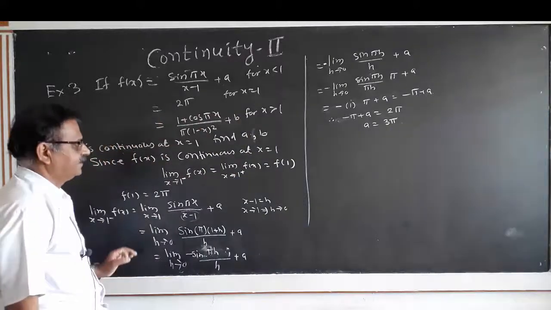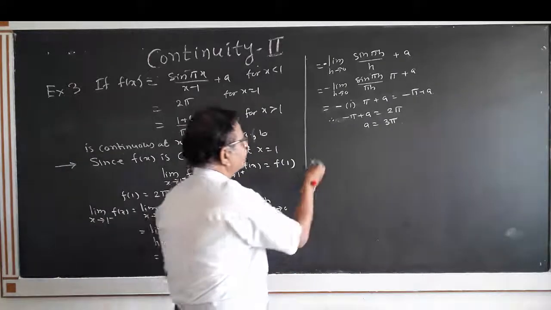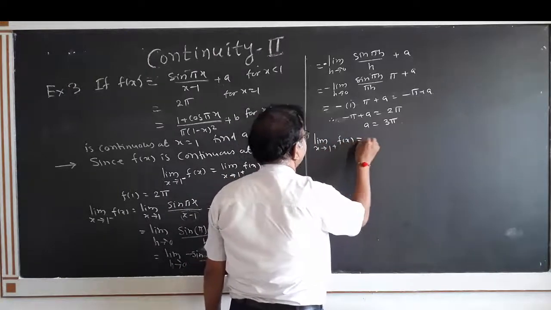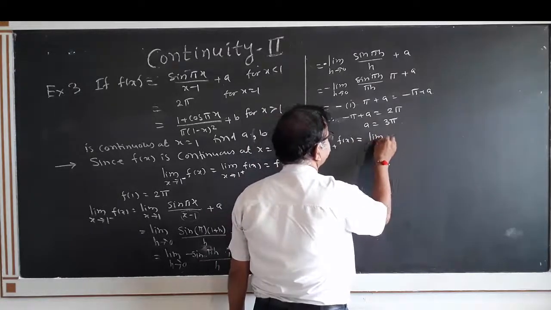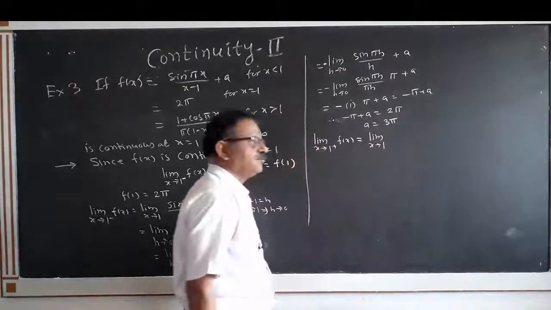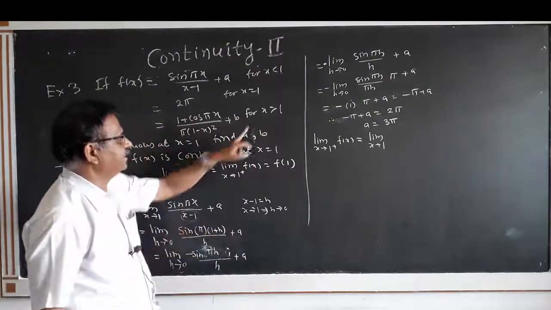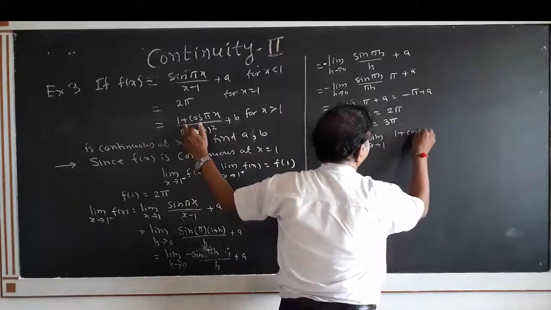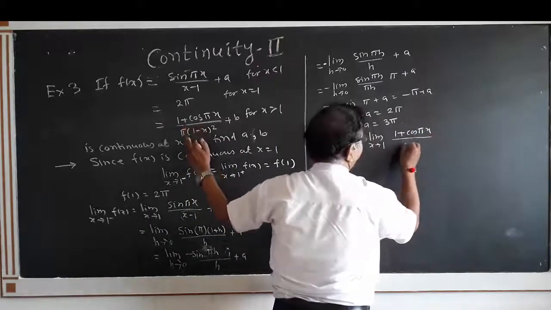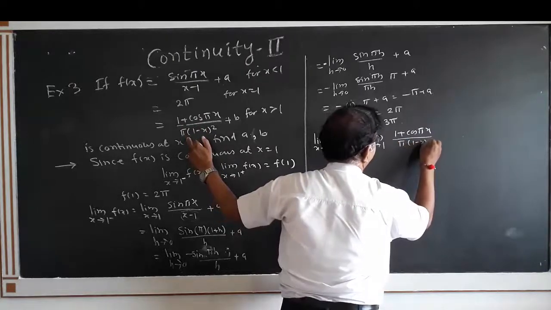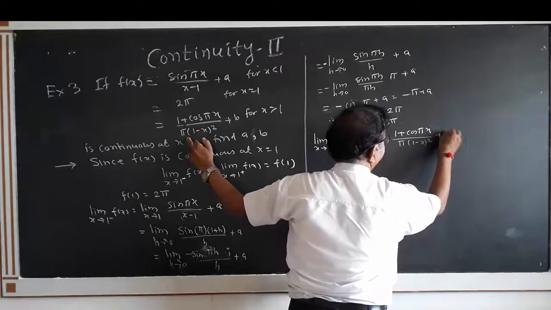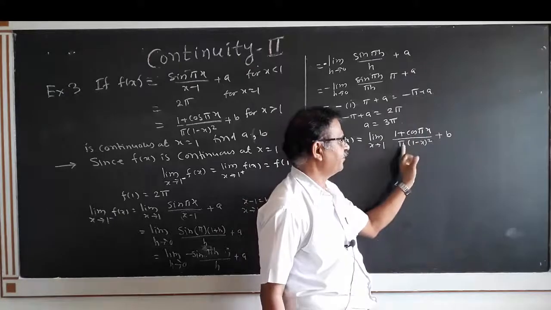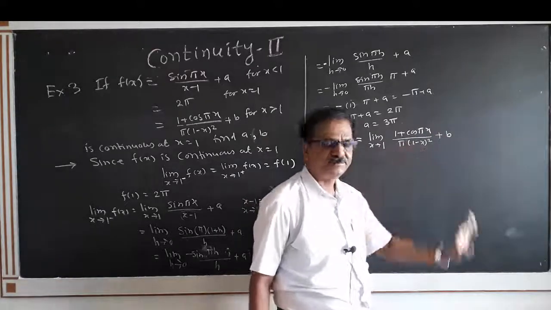Now we shall find out right hand limit. Limit x tends to 1 plus of fx equal to limit x tends to 1. X is approaching 1 from right hand side, means x is greater than 1. That means fx is equal to 1 plus cos pi x divided by pi into (1 minus x) whole square plus b.